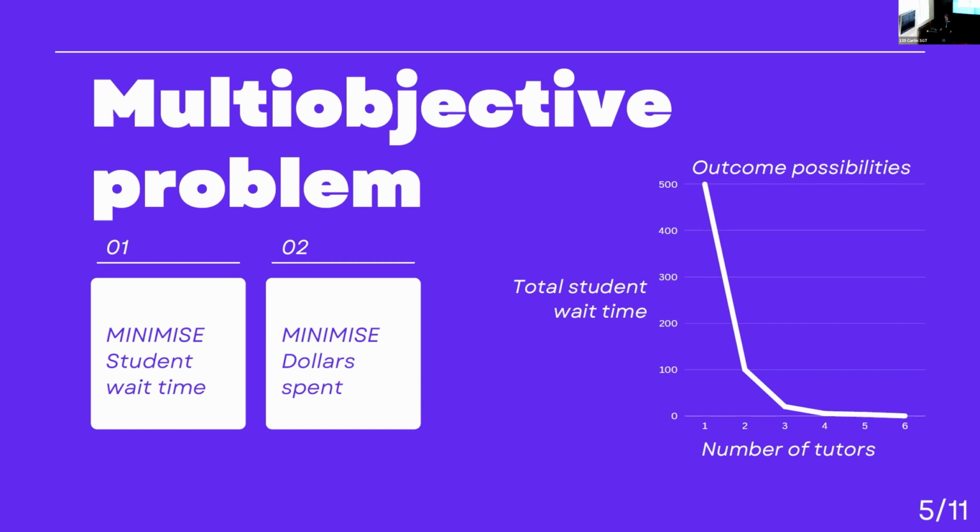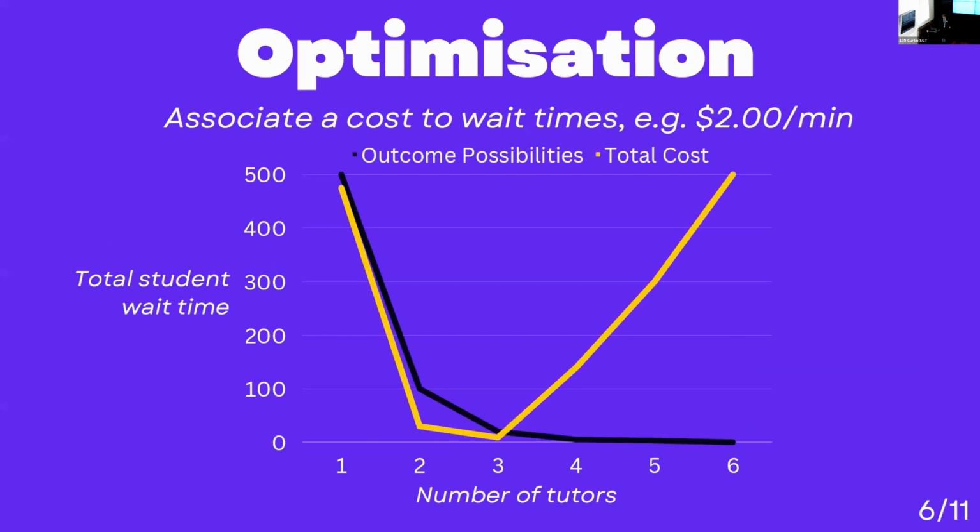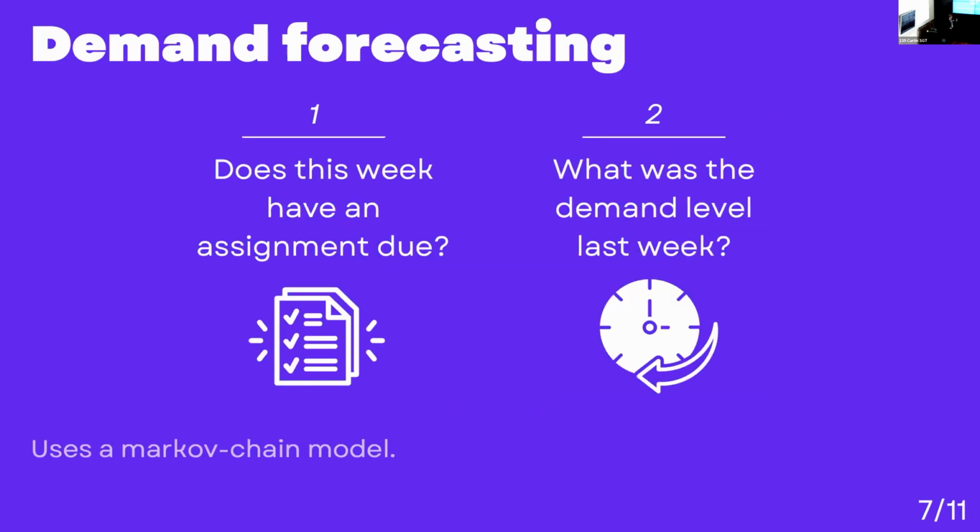That's the question. So the approach I went with was to use an optimization-based approach, where we associate a cost with student wait time. So we'll say, we're willing to spend $2 for every minute a student waits. If you include this, and then consider that paying tutors costs money, you get a curve like this, which shows the total cost for each number of tutors, and you want to find the minimum. So in this case, that's 3 for this class. Cool. Okay, so that's one problem, which is the optimization.